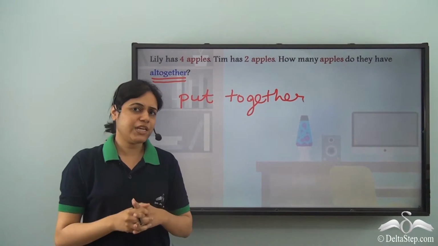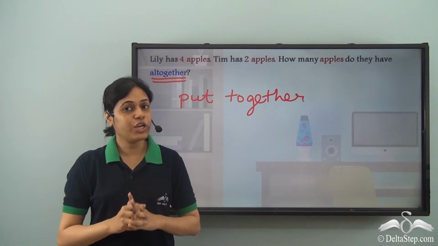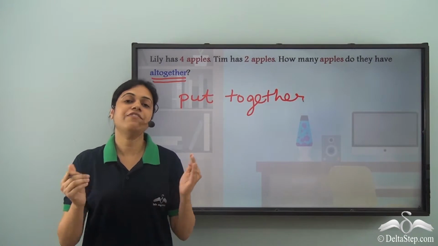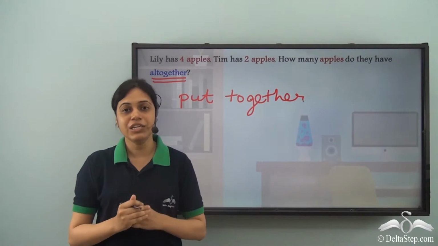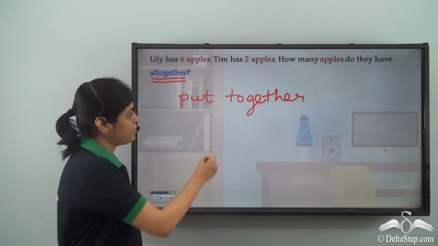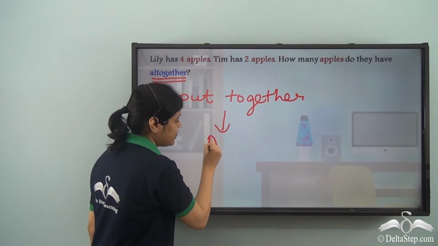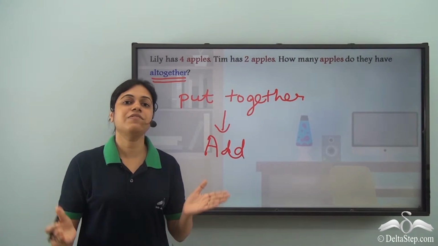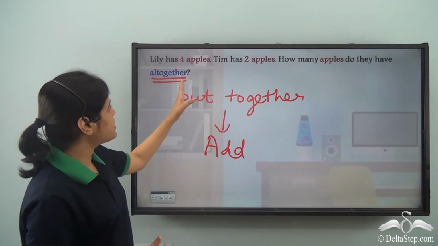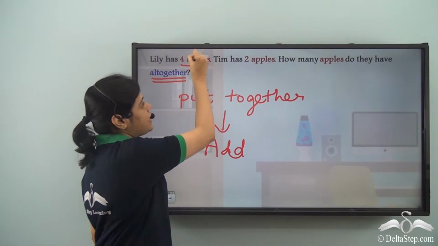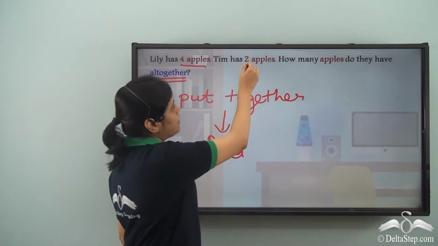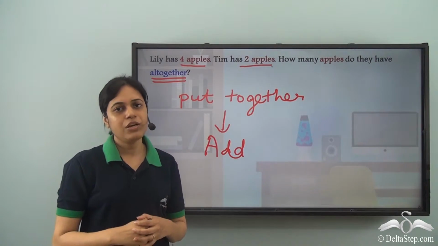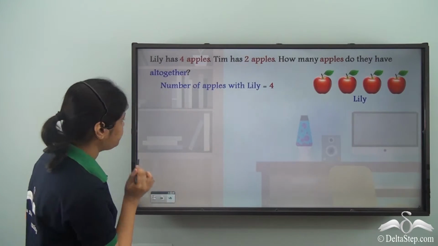Now what is putting together? Can you recall another word for putting together? Yes, when we put together things, we need to add them. So putting together means addition. So when we put together things, we need to add them. So in this case, we need to add the apples with Lily with the apples which Tim has. So let's see how we can do this.